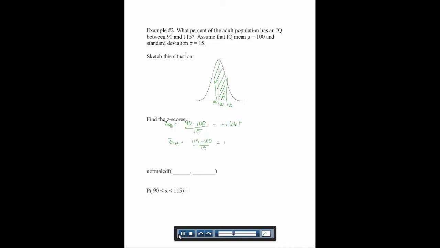Now that we have the two z-scores, we use the normal CDF function on our calculator. We go from negative 0.667 up to 1. This gives us 0.5890. So if we randomly choose an adult, the probability that their IQ is between 90 and 115 is 0.5890, or about 58.9%.